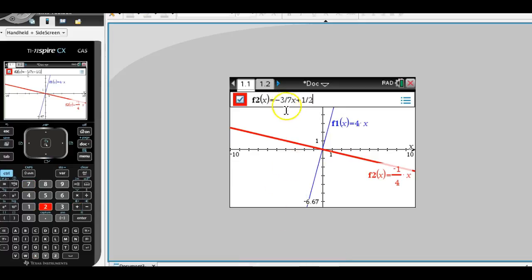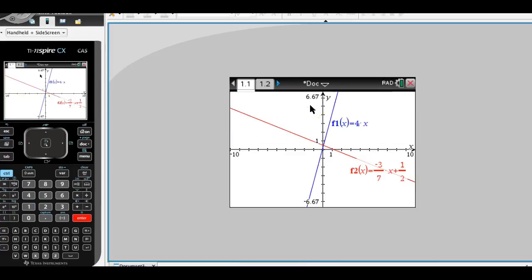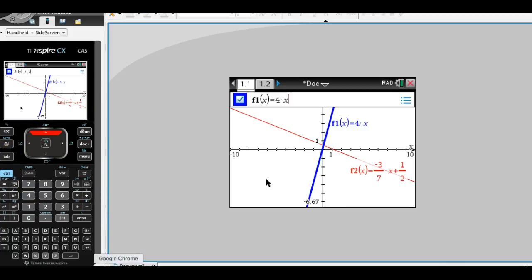Now see how I've written the fractions? You can use just the divided sign in between. Just make sure when you look at the equation that it's actually written the way that it should be. Okay, so there's one line, the red one, and to do the other one, just press tab. Your tab key is here, just in case you've forgotten.